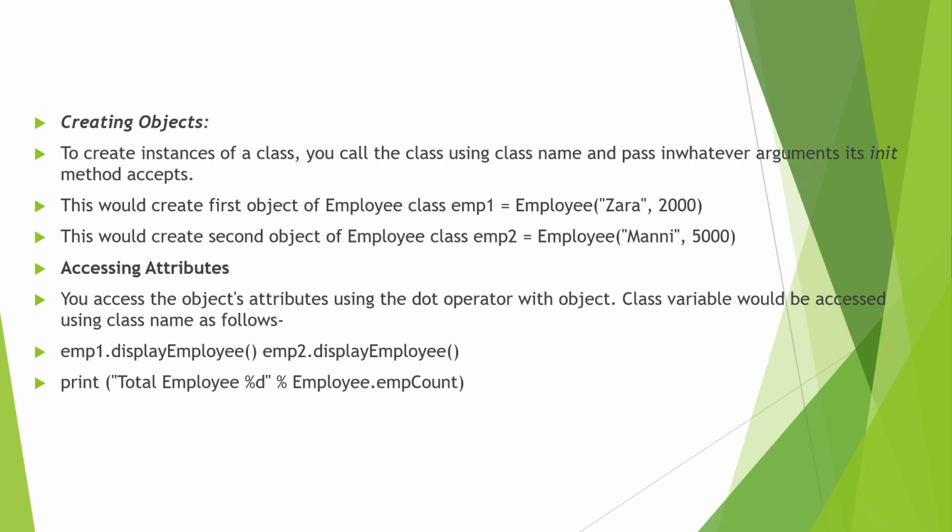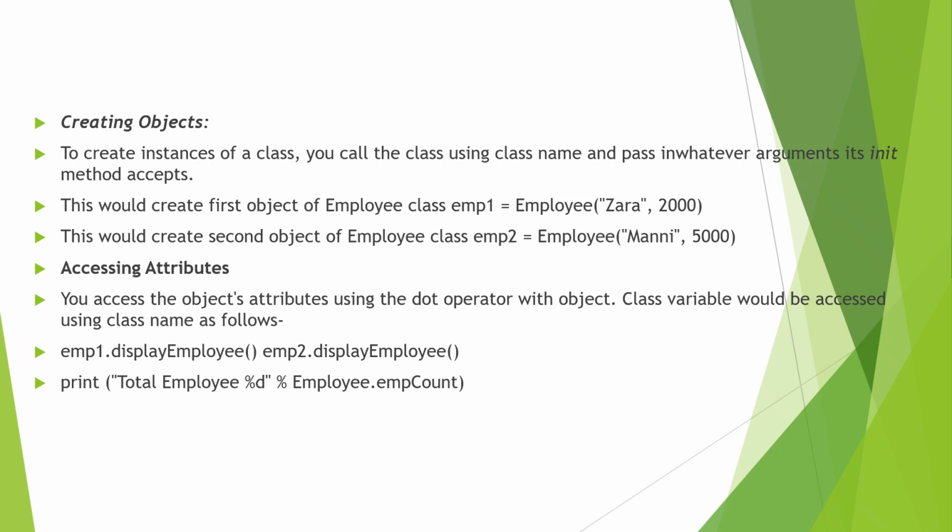There is an example given on the screen using the dot operator. employee1.displayEmployee(), employee2.displayEmployee(). So displayEmployee is likely a method inside the Employee class. When you call it on employee1 and employee2, it displays their respective details.